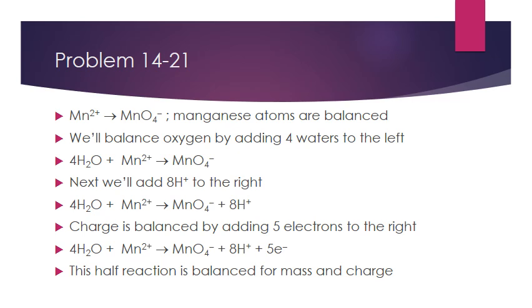5 electrons will balance our charge. Check mass and charge to make sure everything is balanced. I've got 8 hydrogens on the left, 8 on the right, 4 oxygens on the left, 4 on the right, 1 manganese on the left, 1 on the right, a +2 charge on the left, and a -1, +7 -5, +2 charge on the right. This half reaction is balanced.